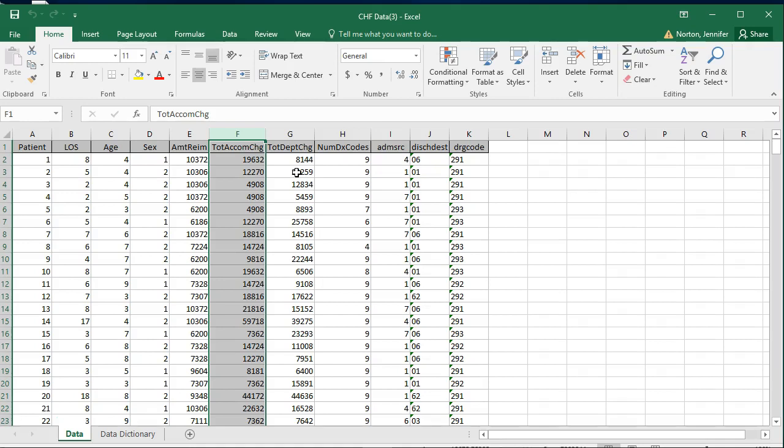Okay, so what we need to do is answer the following question. What is the typical loss per CHF patient? Assume that the cost to charge ratio, CCR, for General Hospital is 0.3 for ancillary department charges and 0.5 for accommodations department.